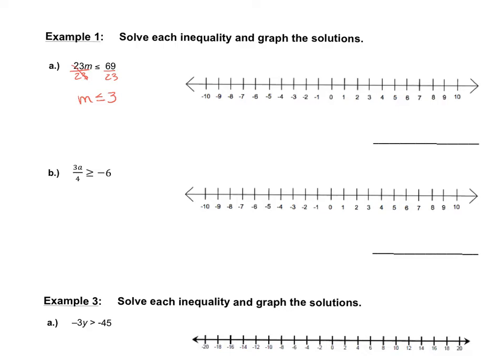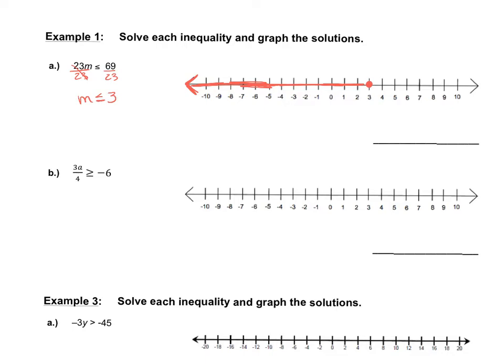So I'm going to go over to my graph. At 3, this is a closed circle because of the equal to part of the inequality sign, less than or equal to 3. And since it's less than, it's going to match the arrowhead on the left. And so this is my graphed inequality.